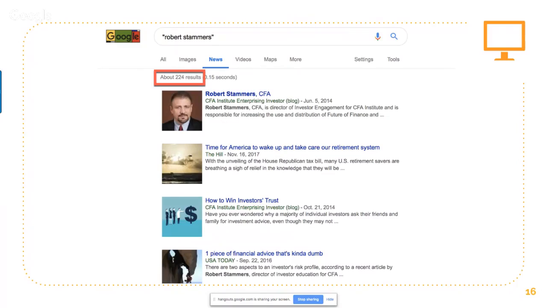And when I look at these results, you can see that most of them have to do with investments. And he is definitely qualified. He's somebody who has been quoted as an expert in this area. So let's go to another example.